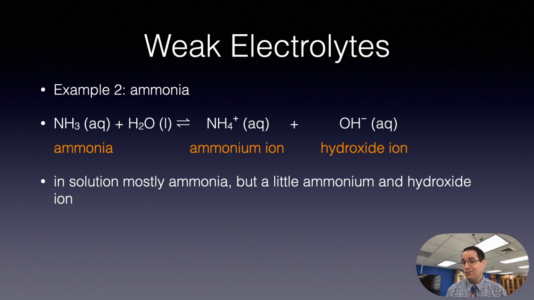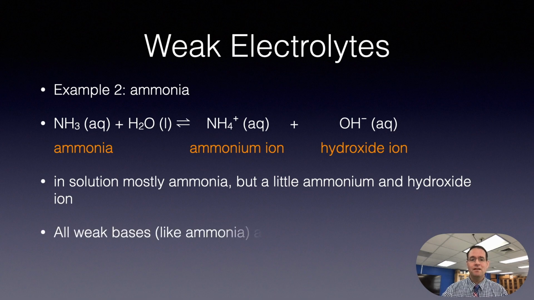Neutral substances do not conduct electricity, right? But you've got a very small percentage of ammonium ion and hydroxide ion, which have charge. And when they're in water, they can conduct electricity. All right? All weak bases, as we will see later on in the course, are weak electrolytes. And we always use that equilibrium arrow, the dynamic equilibrium arrow, to write these chemical reactions.